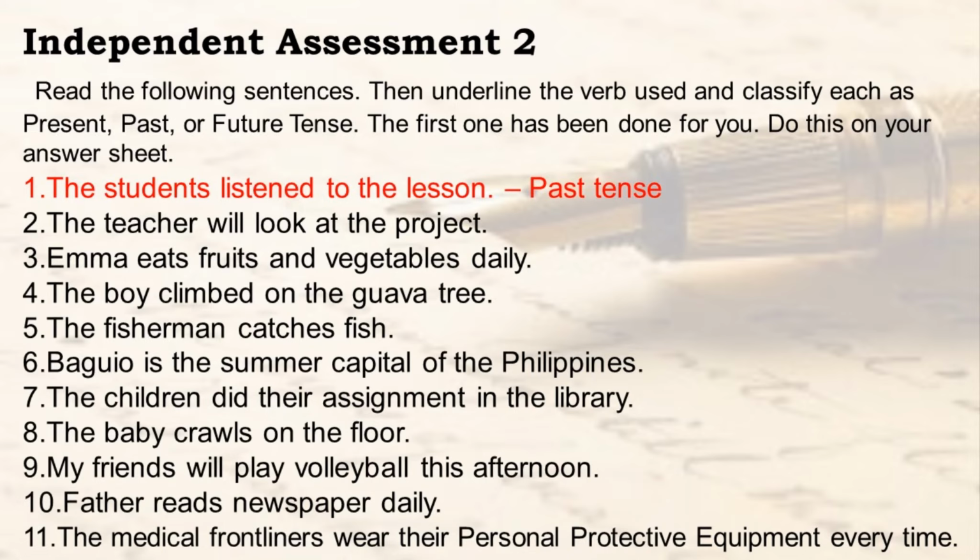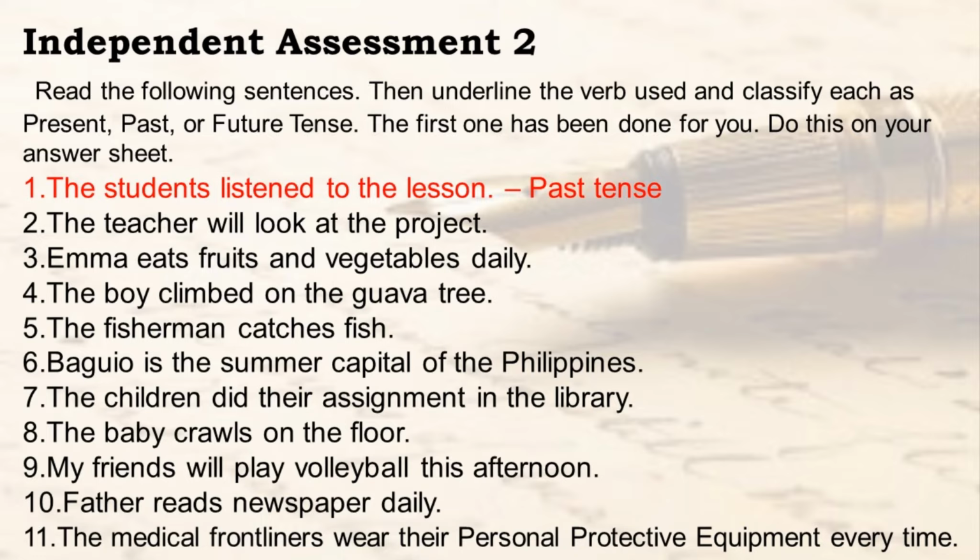Assessment 2. Read the following sentences. Then underline the verb used and classify each as present, past, or future tense. The first one has been done for you. Do this on your answer sheet. 1. The students listen to the lesson. Past tense. 2. The teacher will look at the project.